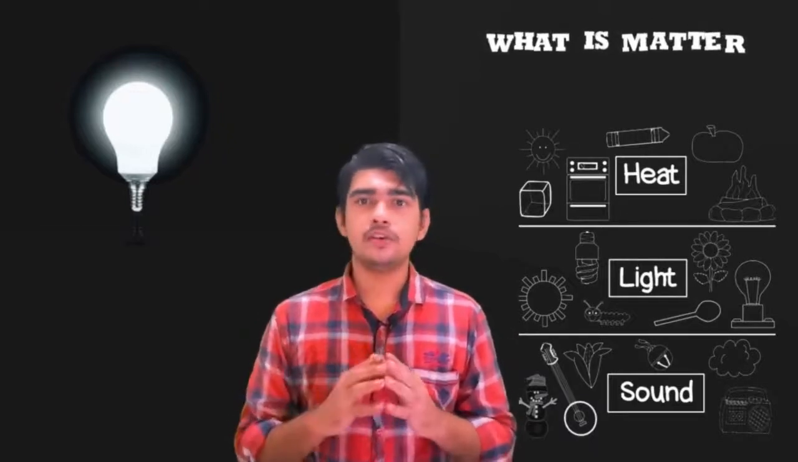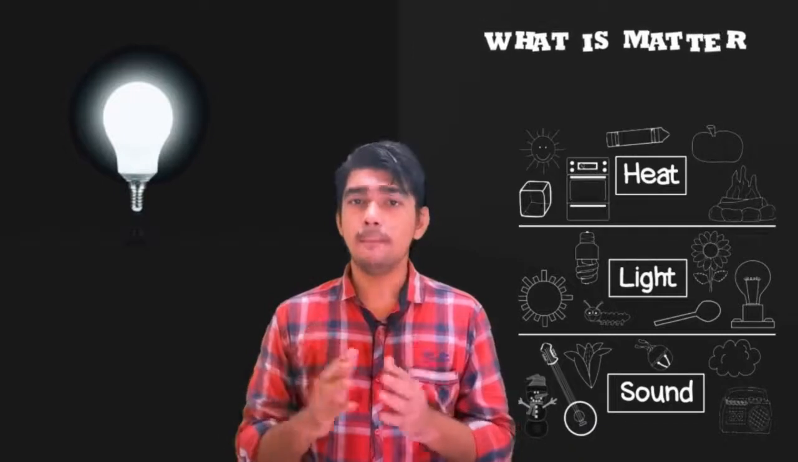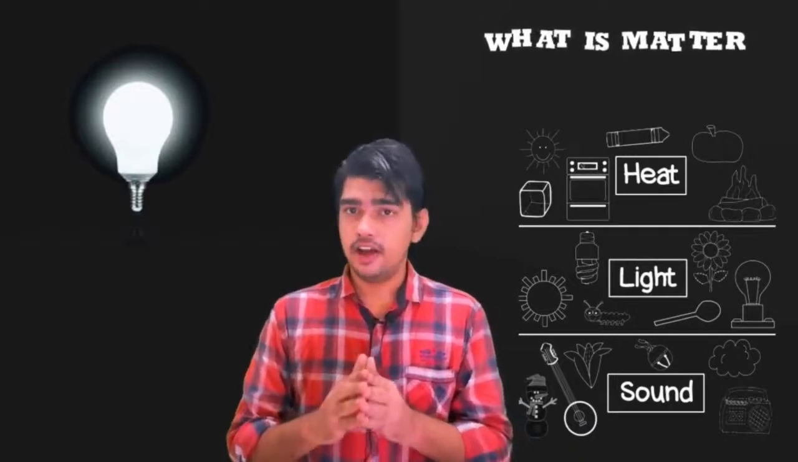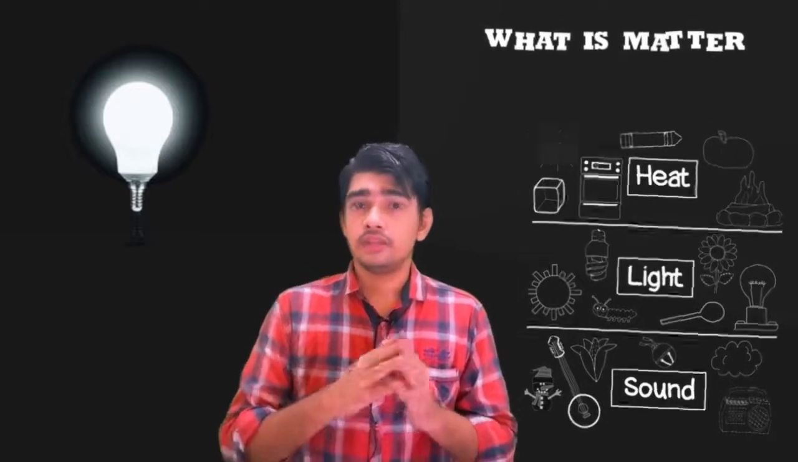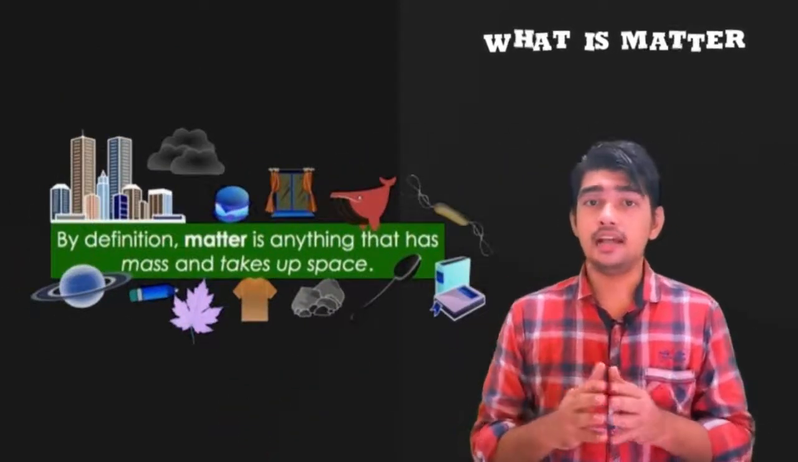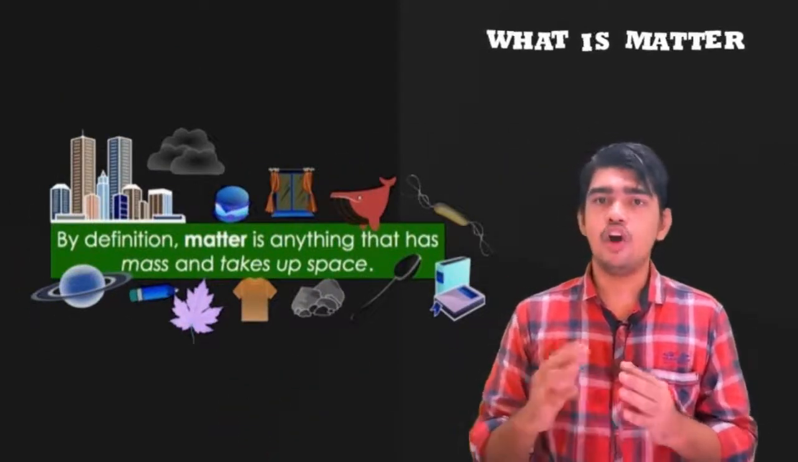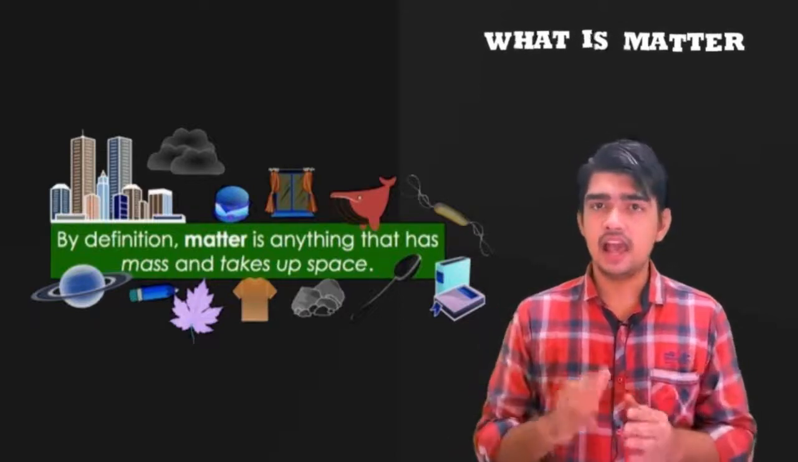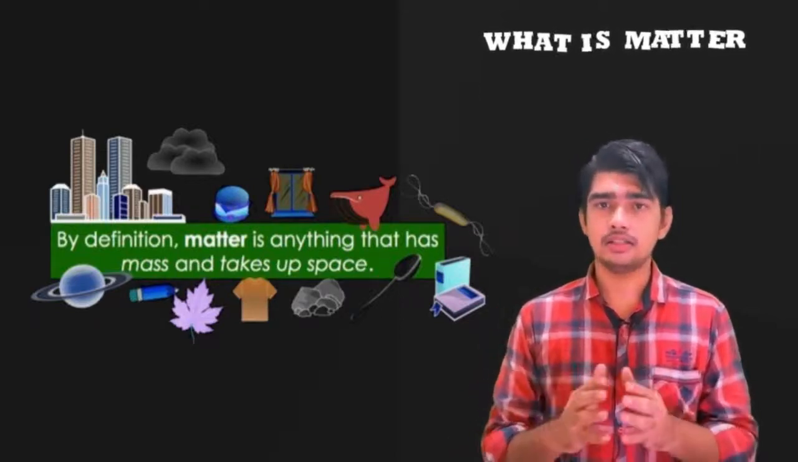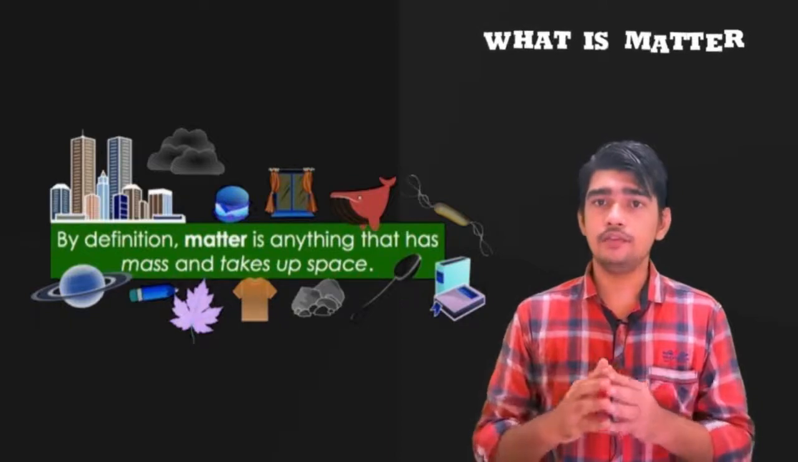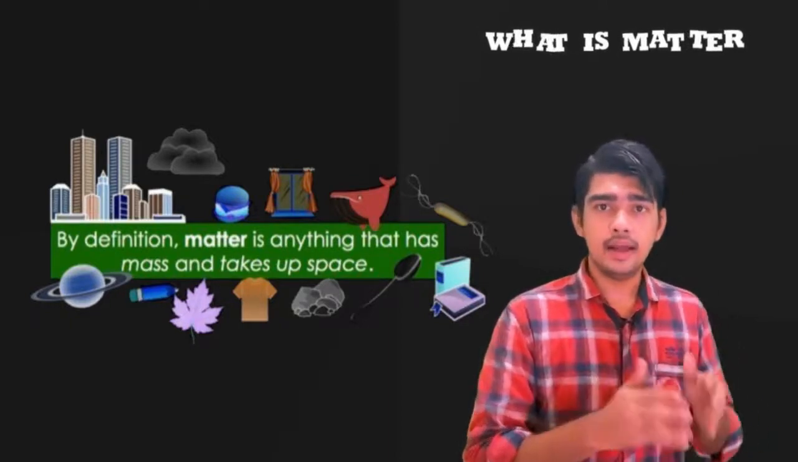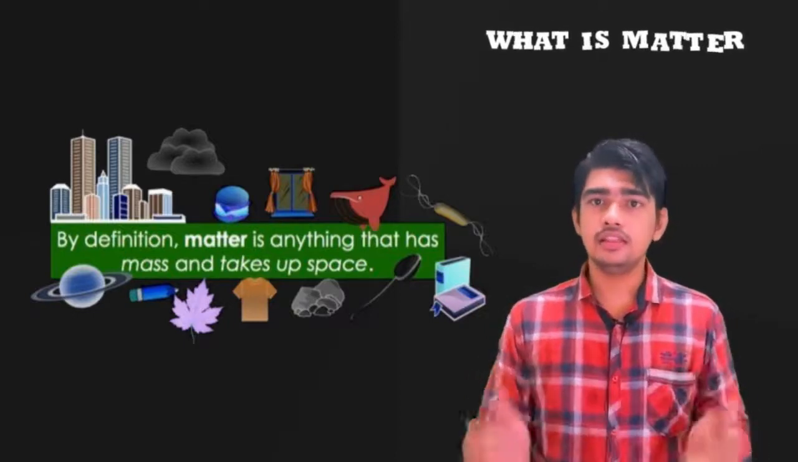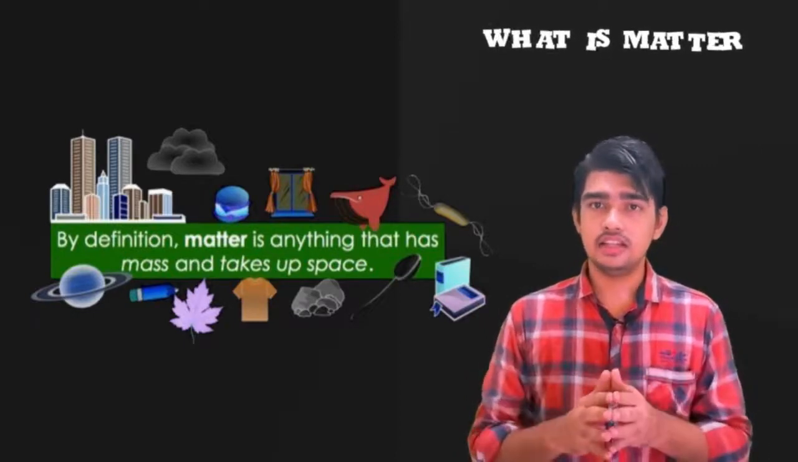Now you must have understood what matter is. Finally, let me give the definition of matter. We can define matter as a substance that occupies space and has some mass. So everything that we can touch is matter. So everything on this earth that we can touch is matter.